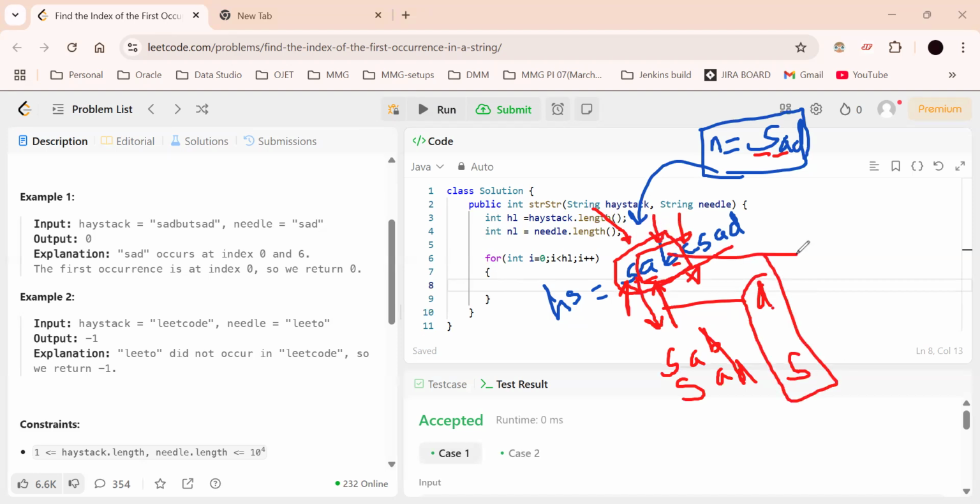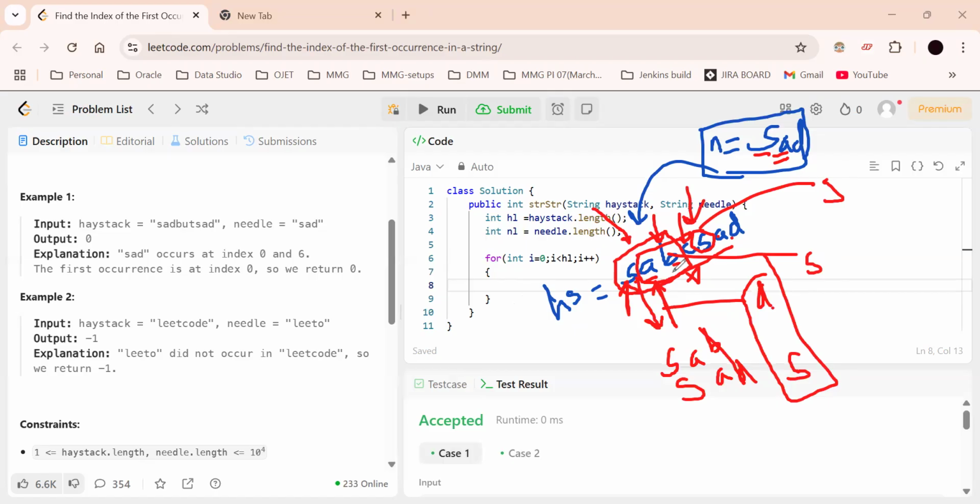B with S again. Are they matching? No. C with S. No, they are not matching. Now again I have S. I'll match it with S. They are matching. I'll match A with A, D with D. Now they are matched. So I'll return the index of this particular S. This is what we need to do.